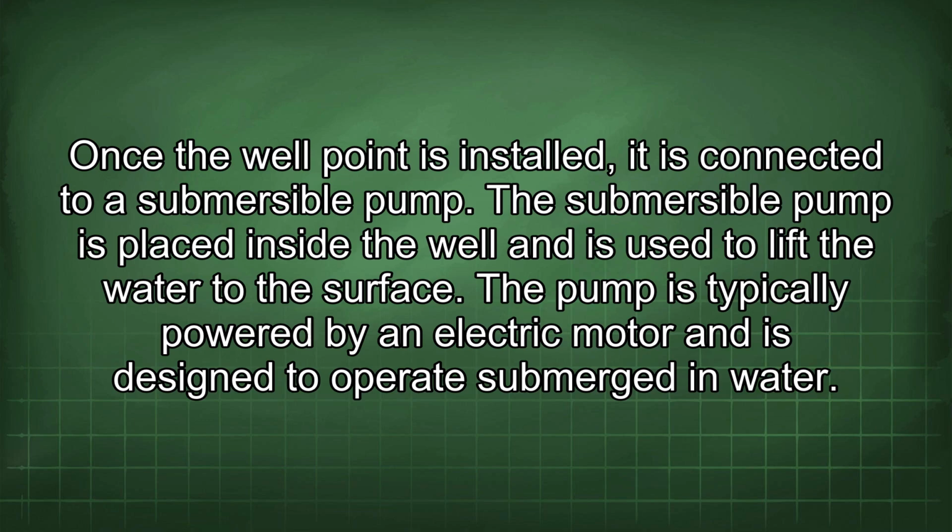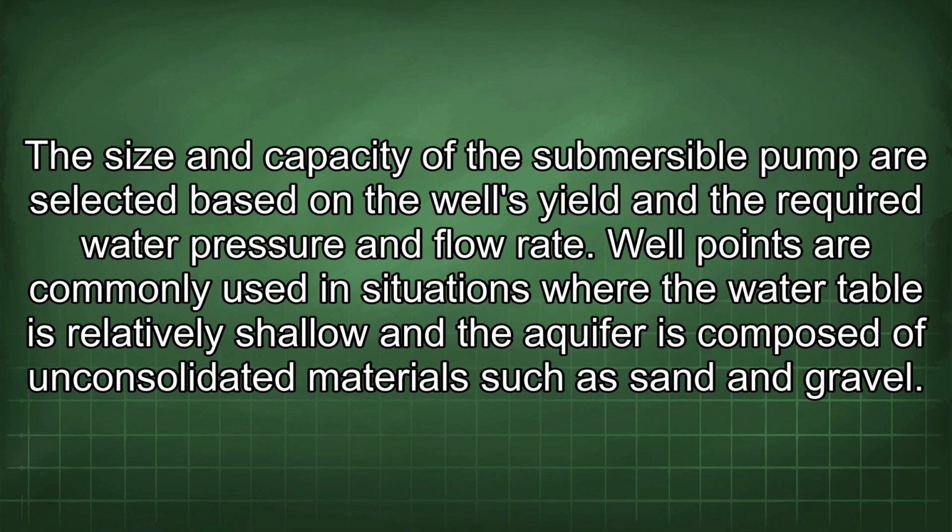Once the well point is installed, it is connected to a submersible pump. The submersible pump is placed inside the well and is used to lift the water to the surface. The pump is typically powered by an electric motor and is designed to operate submerged in water. The size and capacity of the submersible pump are selected based on the well's yield and the required water pressure and flow rate.